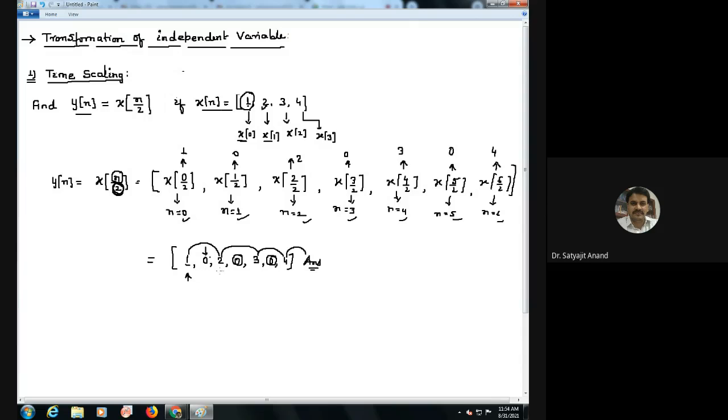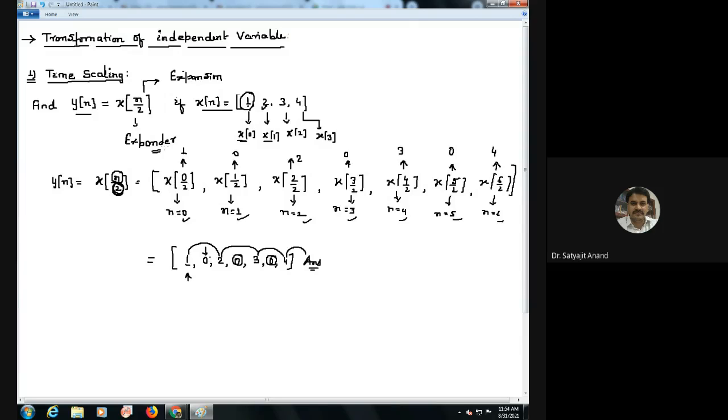So this way, you see here, this signal is expanding. Earlier we had 4 samples, now we have 1, 2, 3, 4, 5, 6, 7 samples. So the number of samples has increased from 4 to 7. This is called expansion, rather than compression. When you multiply n by 1 by 2, that sequence will be your expansion. This process is expansion, and the device is called an expander.